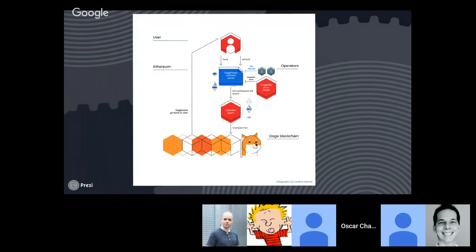To make sure that the Ether deposit covers the Dogecoins the operator has in custody, the contract needs to know the current Dogecoin Ether price. So there is an oracle that keeps the contract updated with the current Dogecoin Ether price. So eventually, when a user wants to do an unlock, she sends a transaction to the contract. The operator notices that and sends a Dogecoin transaction back to the user.